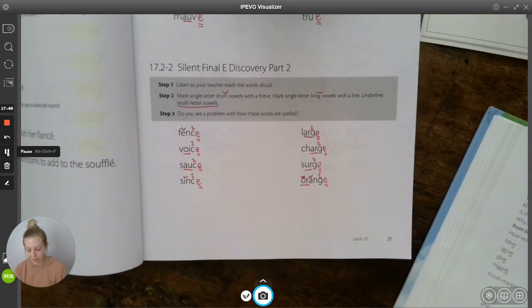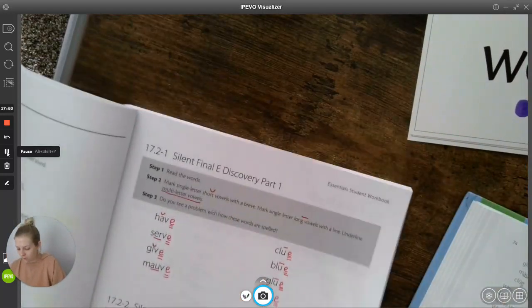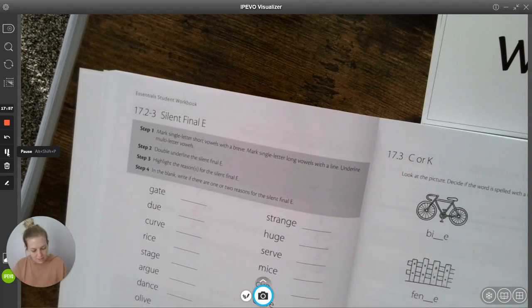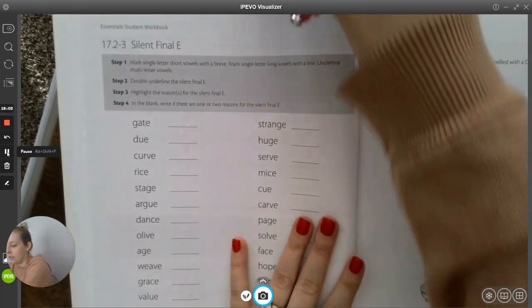All right. We're going to turn to another page. Turn over to page 38.